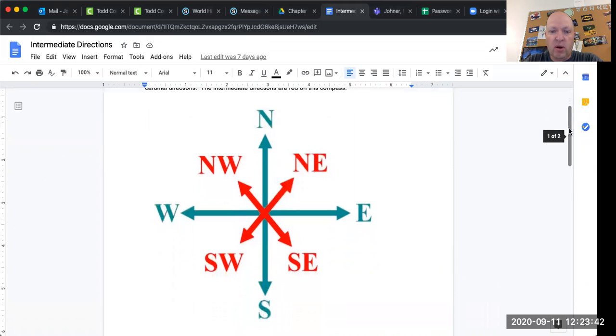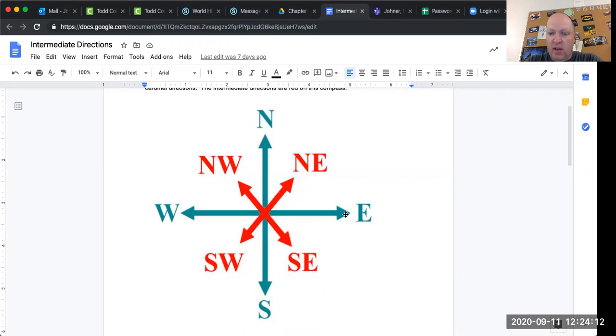Now, remember when we talked about cardinal directions, we talked about north, south, east, and west. NESW, never eat soggy waffles, never eat sour watermelons, never eat shredded wheat, whatever you want to call it. Intermediate directions are the ones in between. If you notice, in between north and east is northeast. That means if we go at an angle up and to the right on a map, we've traveled northeast.